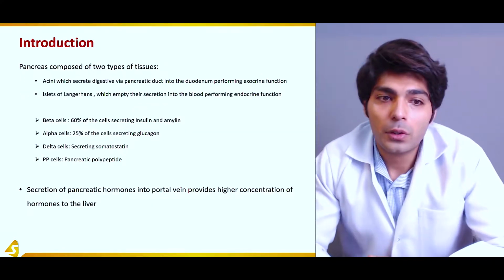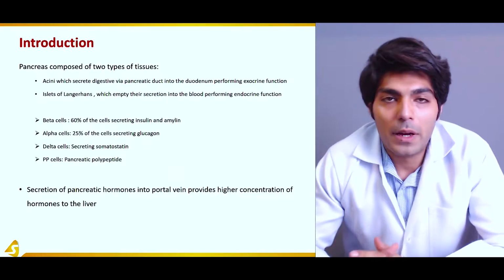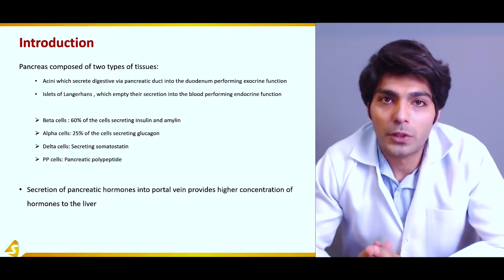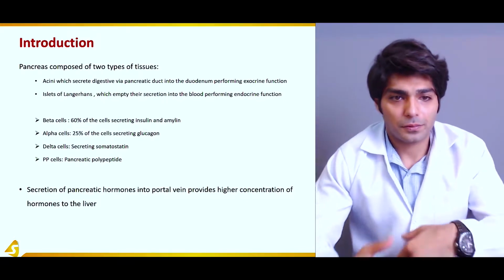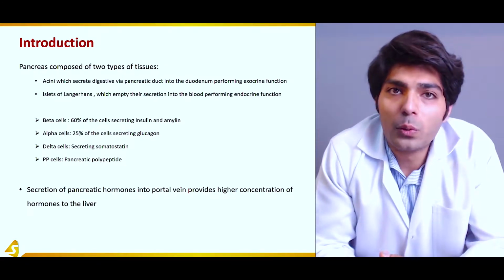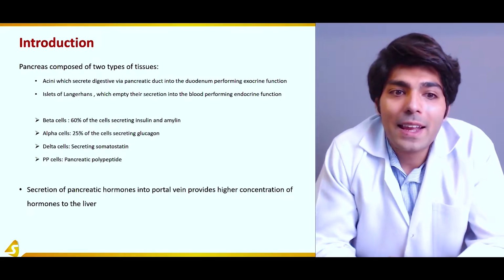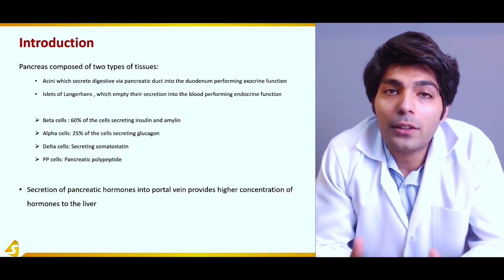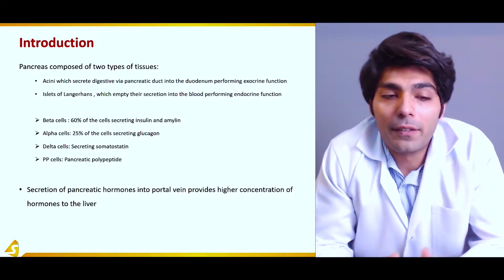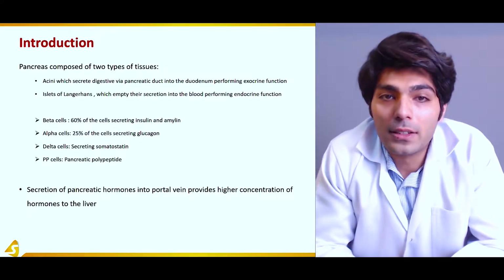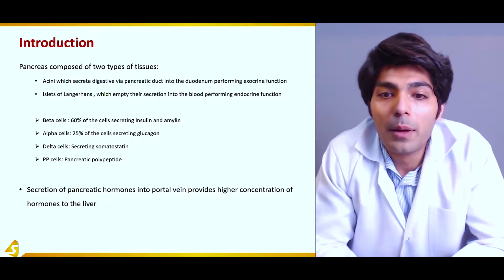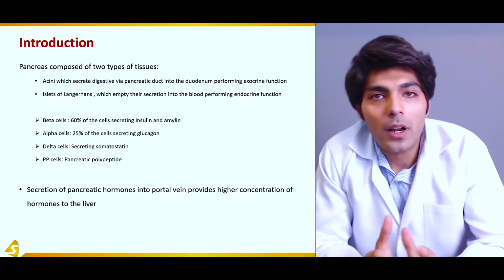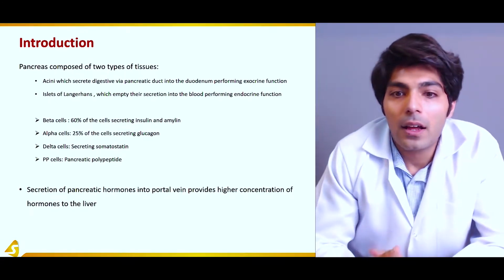Now we're going to discuss a little about the pancreas. The pancreas is composed of two types of tissue. One tissue has acini which secrete digestive enzymes via the pancreatic duct into the duodenum, performing exocrine function. And there are islets of Langerhans which empty their secretion into the blood, performing endocrine function. So there are two types of glands: exocrine glands and endocrine glands.